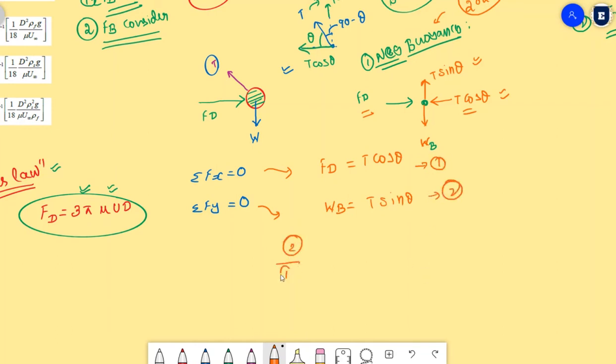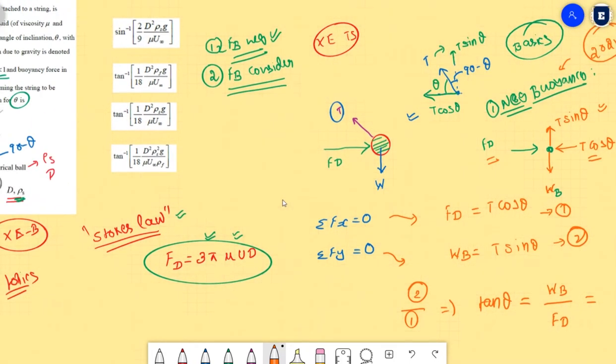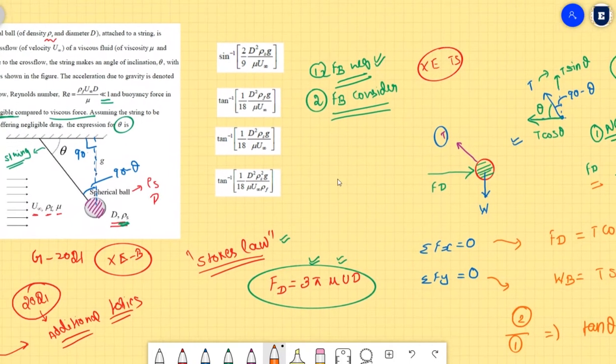Okay, 2 by 1. So that will give me tan theta is equal to, Tt will get cancelled and this 2 will become Wb by Fd. Okay, now comes a mistake possibility. I could say that it is a mistake possibility. Even a few students also made a similar mistake.